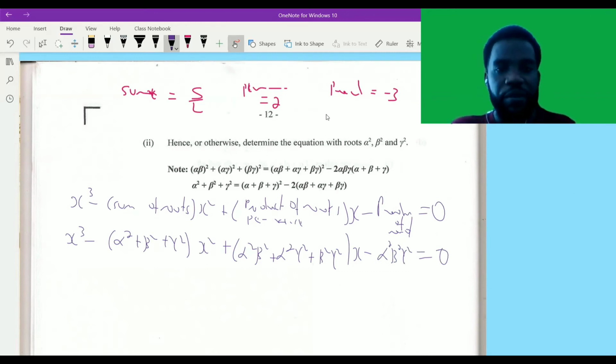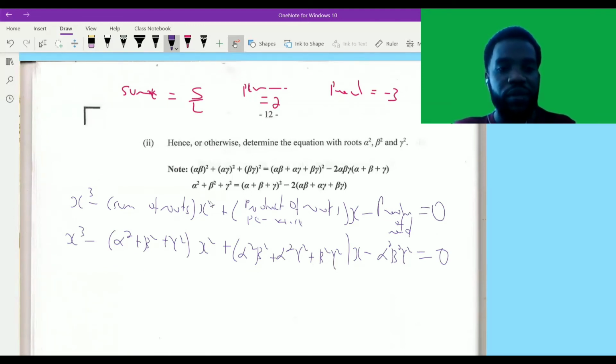Now, let's take this step by step. Now, alpha squared plus beta squared plus gamma squared. Now, don't mix this up. This is not the same thing as alpha plus beta plus gamma, all squared. All right? But you have to use that in order to get this. So what we normally encourage persons to do is to commit to memory. Well, here you have it on the paper.